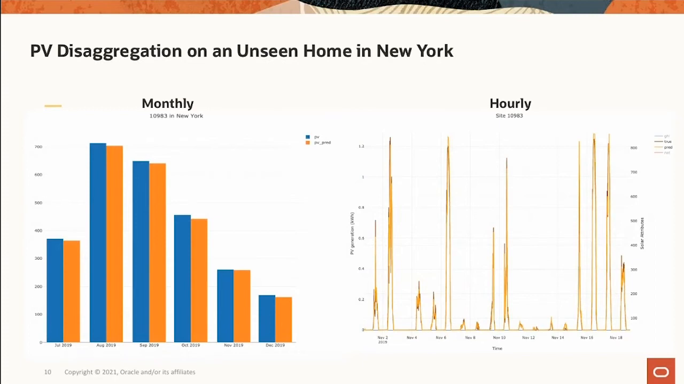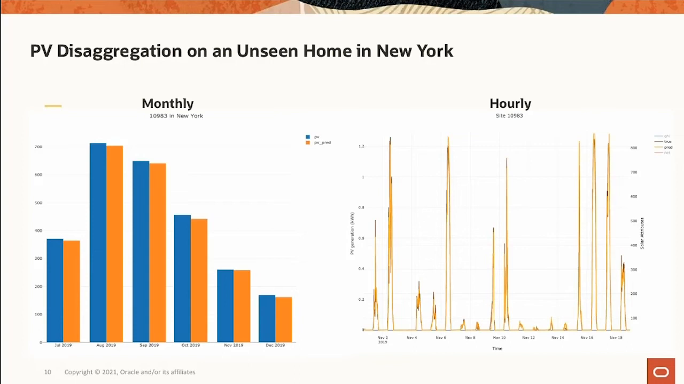In this example, I show our model's results on an unseen home, which means that the model has not seen this house's data, not even partially, or the historic data. On your left, you can see monthly true values in blue. These are the real PV generation numbers. And on the same graph in orange, you can see our model's estimation from July to December 2019. The bars are almost identical, indicating close to perfect results.